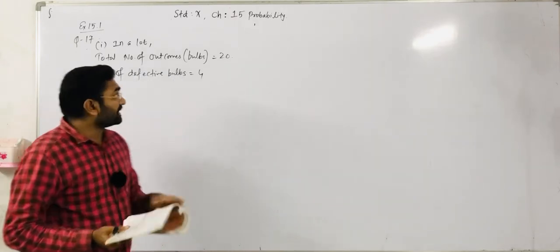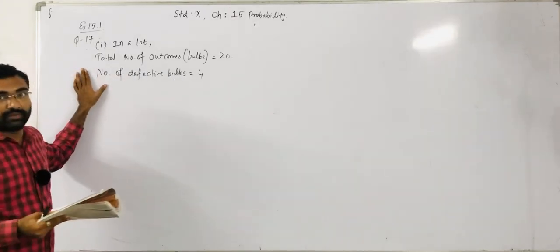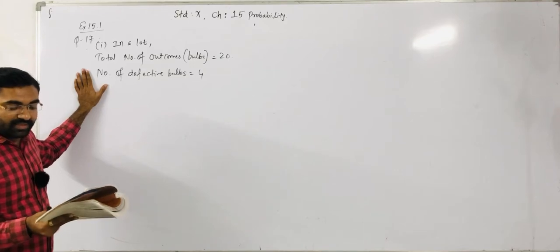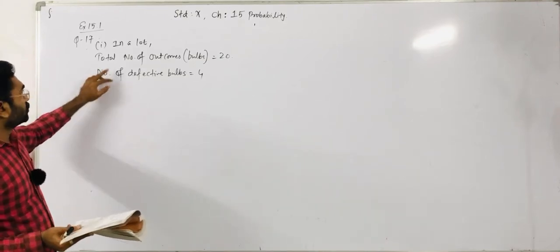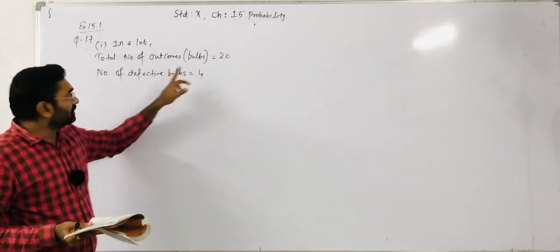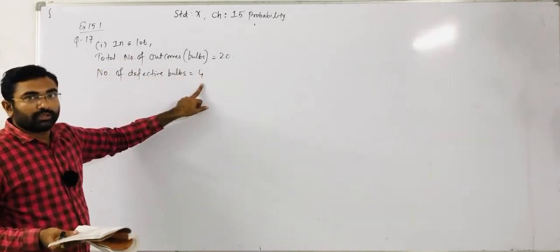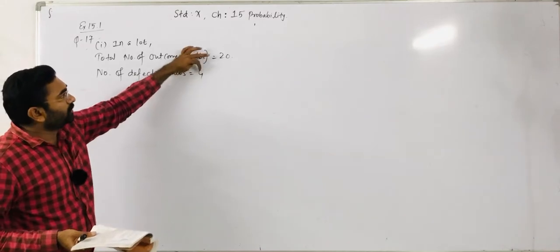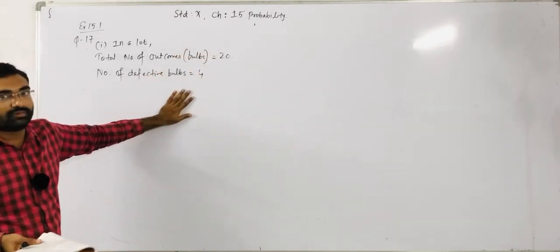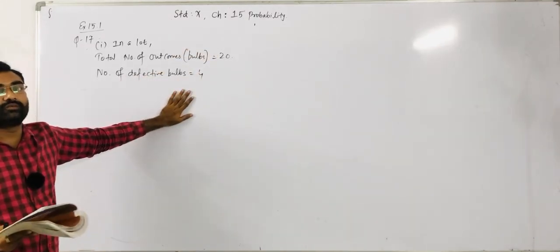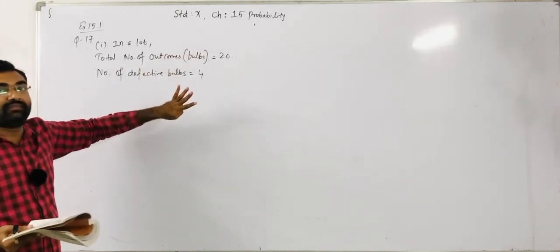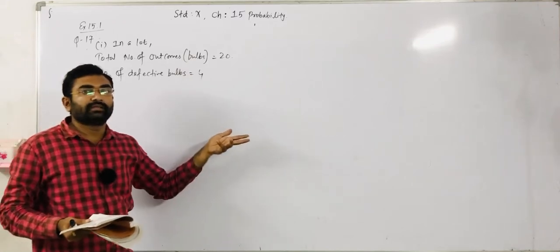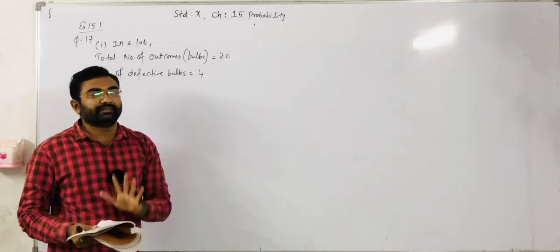See, many of the students make a mistake here. The statement is very important. A lot of 20 bulbs contains 4 defective ones. So the total number of bulbs I write 20, number of defective bulbs I write 4. Many students add 20 plus 4, 24. No, not that way. We have to write the total number of bulbs. In 20 bulbs, 4 are defective, so the good bulbs are 16.